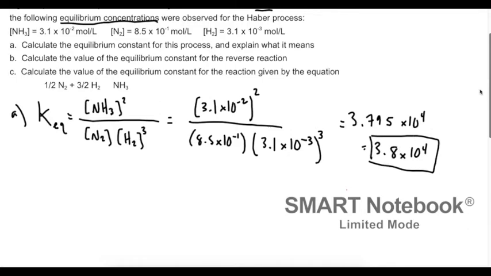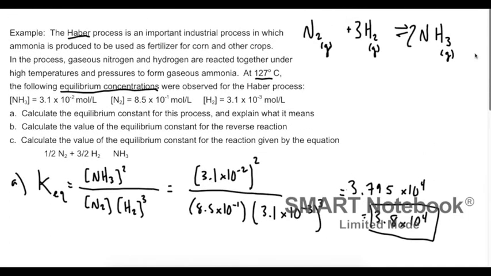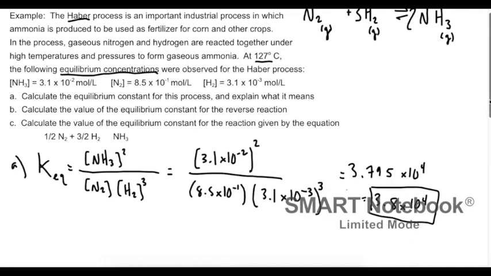Large K values, large equilibrium constants, tell you that the equilibrium position lies to the right. In other words, the products are favored. We have a lot of products here on the top of our ratio, giving us a big number. That's what a big K value means.